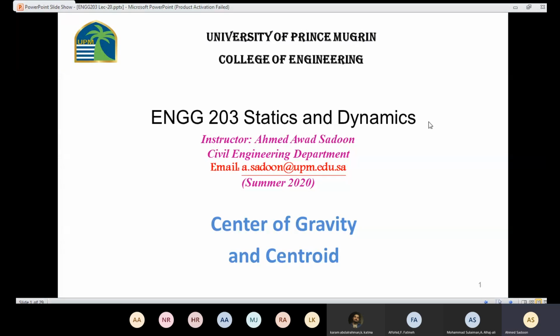In the previous lectures, we learned how to deal with distributed loading. We said that in order to deal with distributed loading, we need to convert it to a single resultant force. And the single resultant force is going to be located at the center of gravity. So locating the center of gravity is very important in order to know the force that is going to be produced by distributed loading. Also, when we dealt with the beam that has a weight, that weight also is going to be located at the center of gravity.